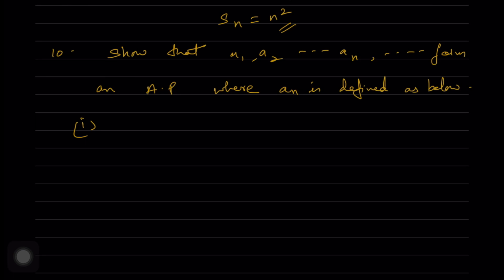In the first case, we have an is equal to 3 plus 4n, and in the second one we have an is equal to 9 minus 5n.